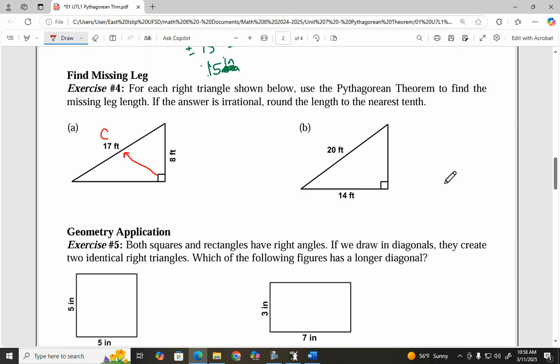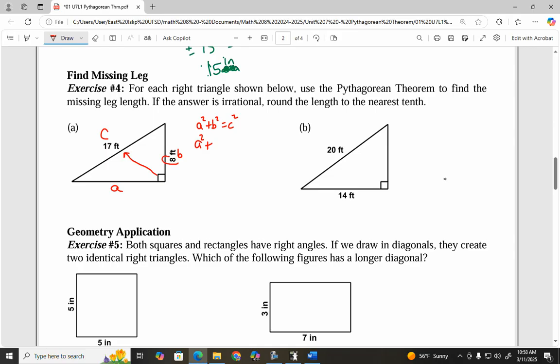So let's be real careful with this. I'm going to call this side A and call this side B. Remember, honestly, it doesn't matter which is A and B, but let's make our notes look the same. So if I use A squared plus B squared equals C squared, and just substitute in the information I know. I don't know what A is, so I'm just going to keep it an A squared. Some people like to put it as an X squared. It doesn't matter what variable you use.